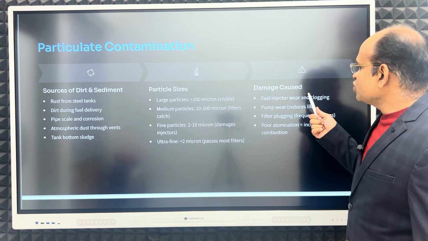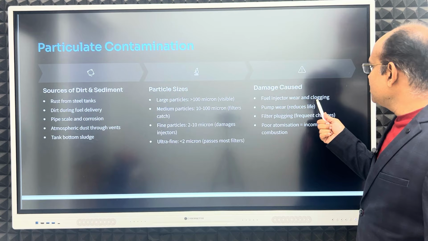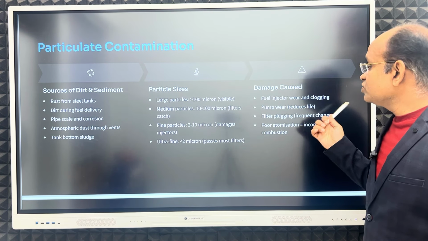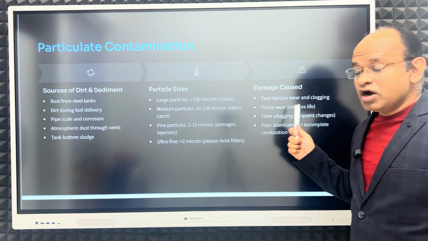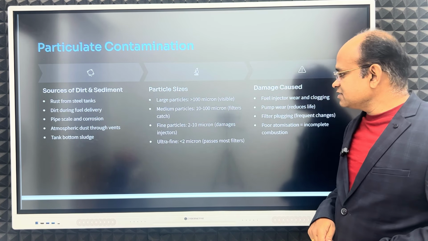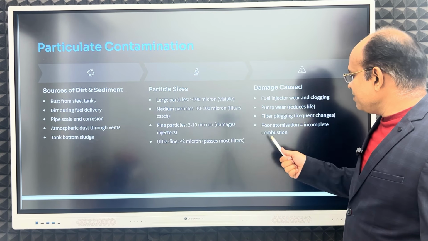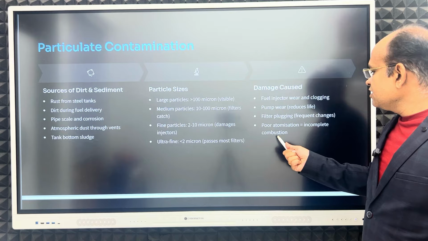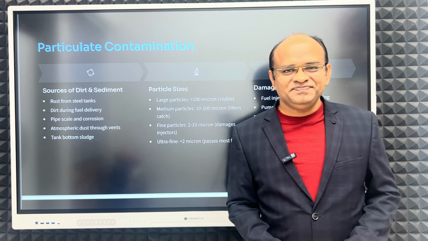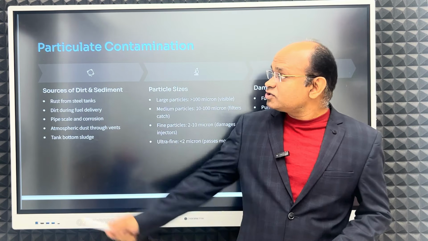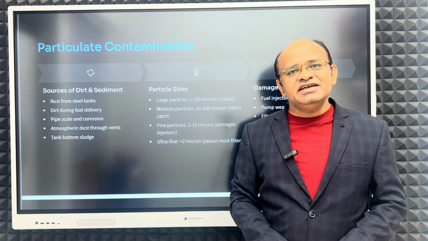Then damage caused: fuel injector wear and clogging. Then pump wear reduces the life of the pump. Then what? Filter plugging, frequent changes. We need to change the filters because of particulate contamination. Then poor atomization is equal to incomplete combustion. Okay, so these are the causes or problems because of this particulate contamination.